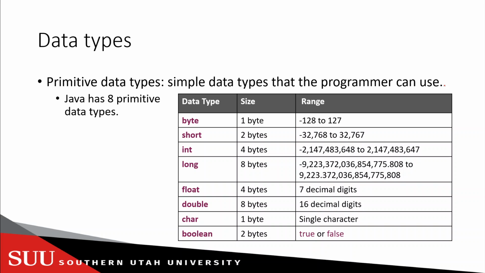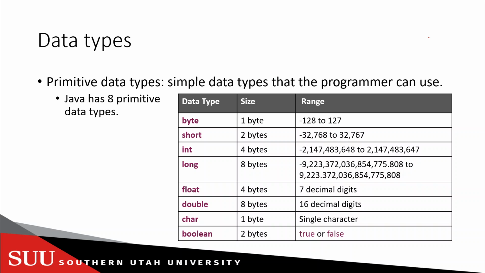Now, data types. We have primitive data types, which are simple data types that the programmer can use. Java has 8 primitive data types, starting with the byte, which has the size of 1 byte. This ranges from minus 128 to 127. This is followed by short, which is basically 2 bytes, and this is the range of the short, and so on.